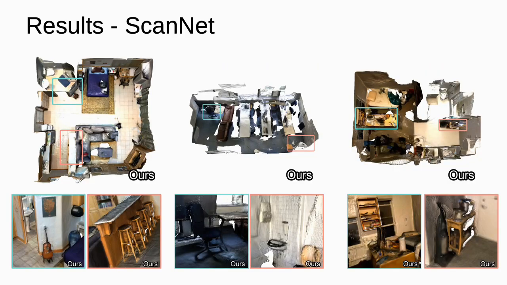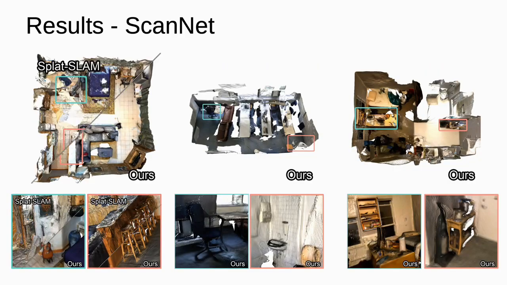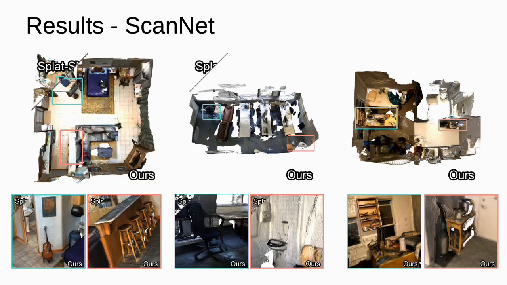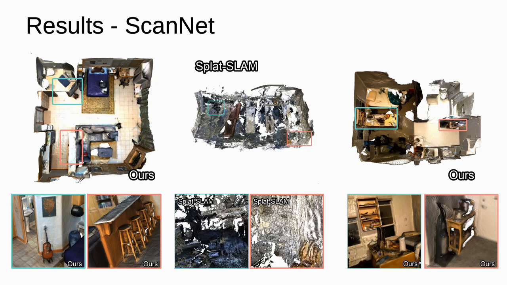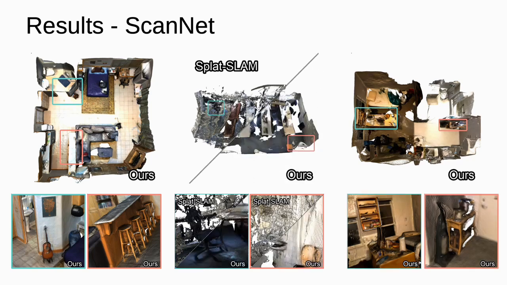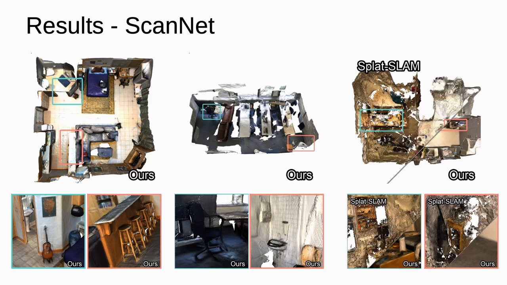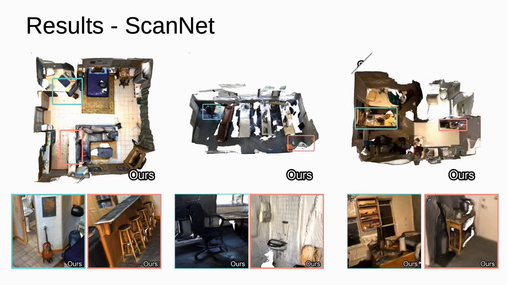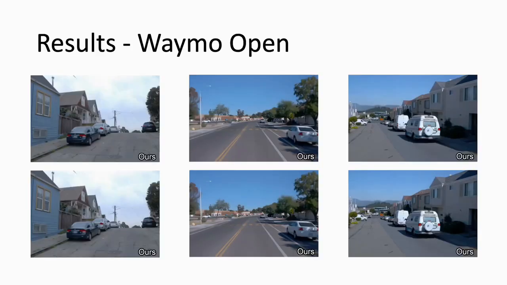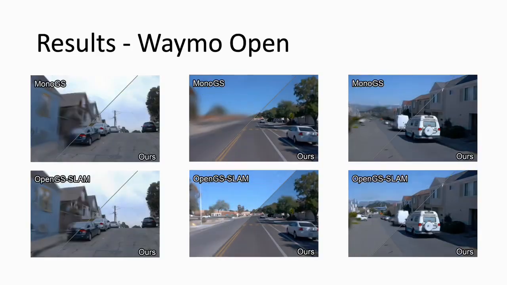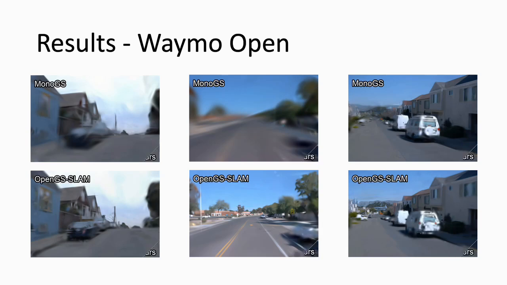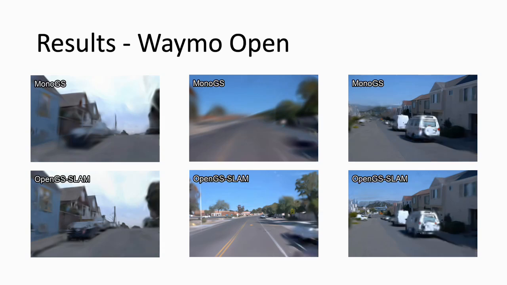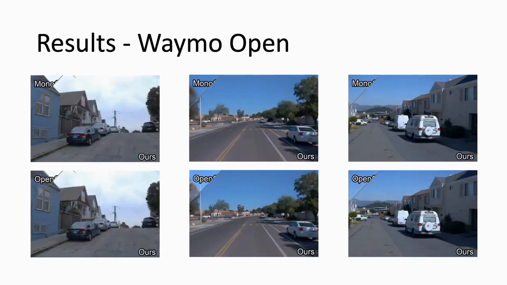ScanNet presents real-world indoor scenes with challenges such as motion blur, varying lighting, and sensor noise. Despite these, our method remains robust and reliable. Compared to Splat-SLAM, our reconstructed mesh is significantly more geometrically accurate, preserving fine structures such as thin chair legs, while also maintaining smooth surfaces in background regions like white walls and floors. We further validate our method on outdoor driving scenarios, where the rendered images from our method capture significantly more detail such as road markings and lamp poles, compared to baseline methods such as MonoGS and OpenGS-SLAM.